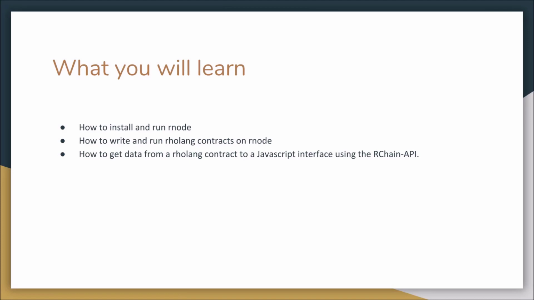Having said all that, let's move over to what you would learn from today's video. Today, you're going to learn how to install and run RNode, how to write and run Rholang contracts on an RNode, and how to get data from a Rholang contract to a JavaScript interface using the RChain API.